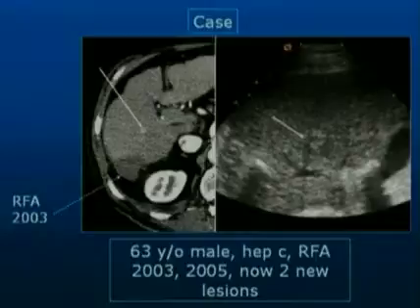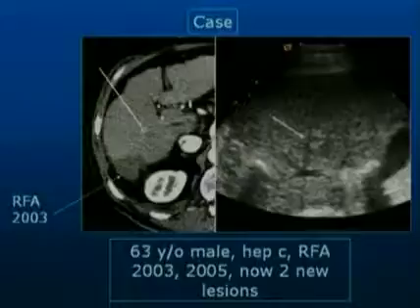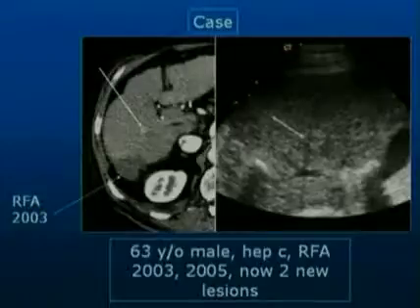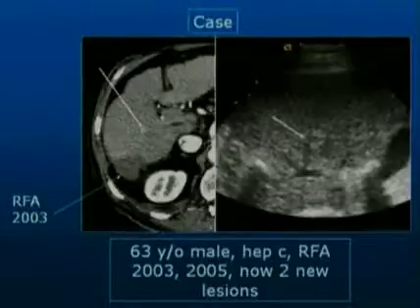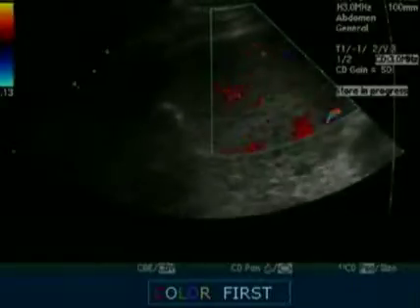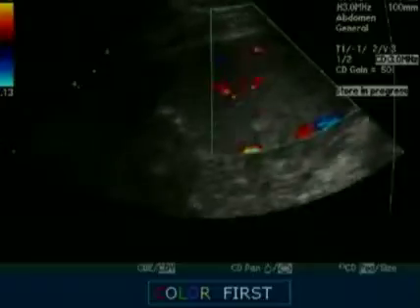Here's an example of a 63-year-old male who had hepatitis C. I've been doing RFA for a number of years, and I did a RFA of a hepatoma in 2003 without a problem. I did another RFA of a separate hepatoma in 2005. In 2008, he presented with 2 hepatomas. You can see these new enhancing masses, one on CT to the left, and this is the image of the ultrasound on the right. In this case, this demonstrates the needle being placed for the potential RFA.